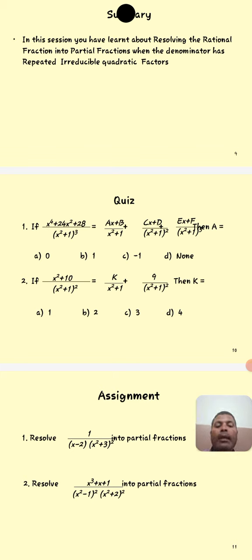A, B, C, D, E. So here we find the A value, B value, C value, D value, E value. How to find this? You have to use the LCM procedure and cancel the denominator values and simplify the equations.